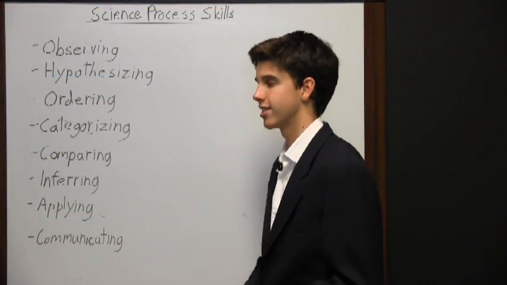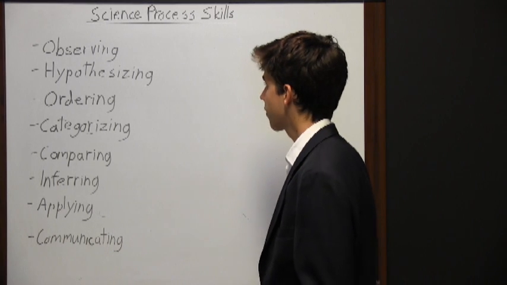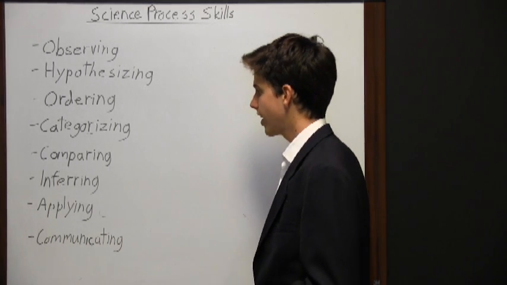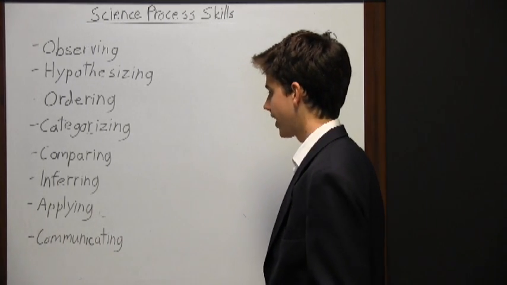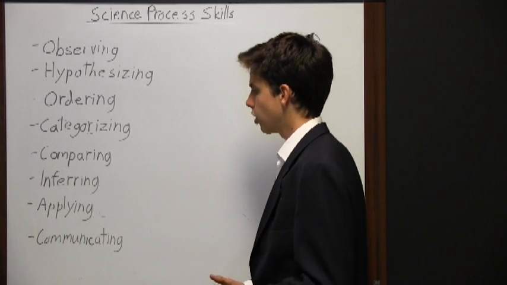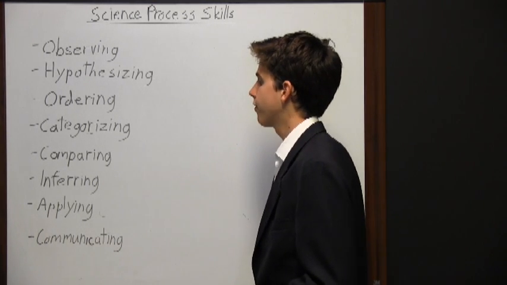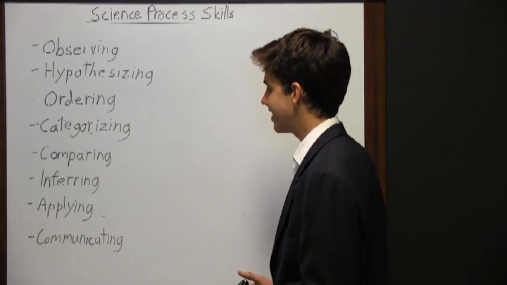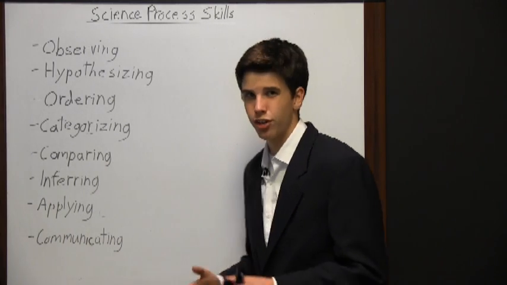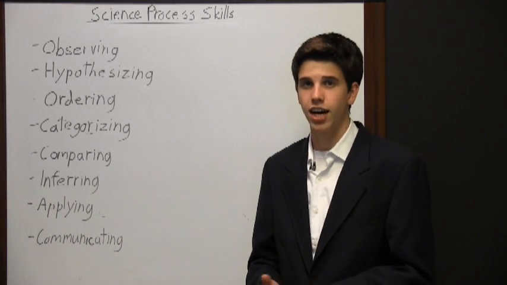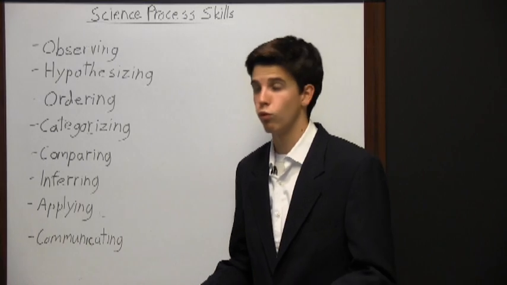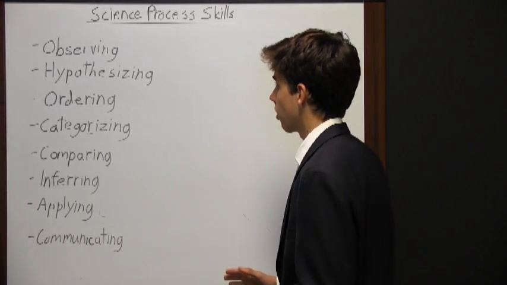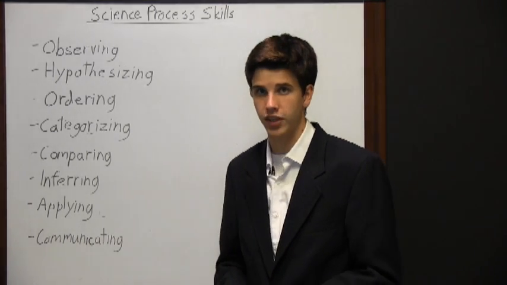The science process skills include observing, hypothesizing, ordering, categorizing, comparing, inferring, applying, and communicating. These are all important science skills, and for the most part, this list goes from easiest to hardest. So if you want to understand one science skill, it's good to understand the science skills before it. So I want to go over all of these and give a brief description of each.